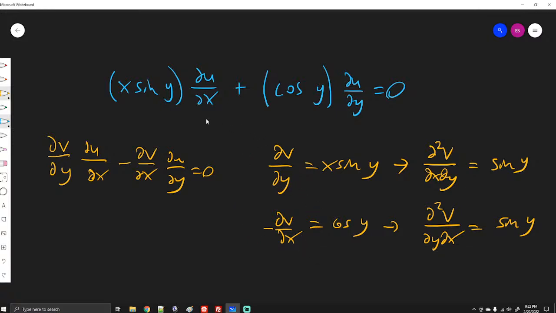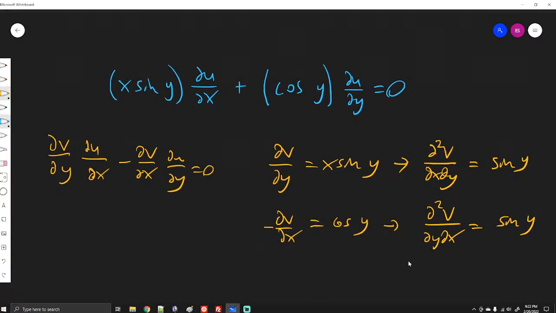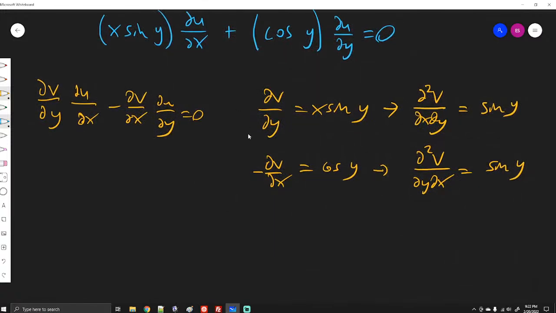And that means we can write the general solution of this PDE, but we'll get to that later. But for now, I'm going to find v by integrating both sides of each of these equations partially. So for the first equation, I get v equals, so I'm going to integrate both sides partially with respect to y. So I get minus x cosine y plus a function of x. I'm going to call it h1.